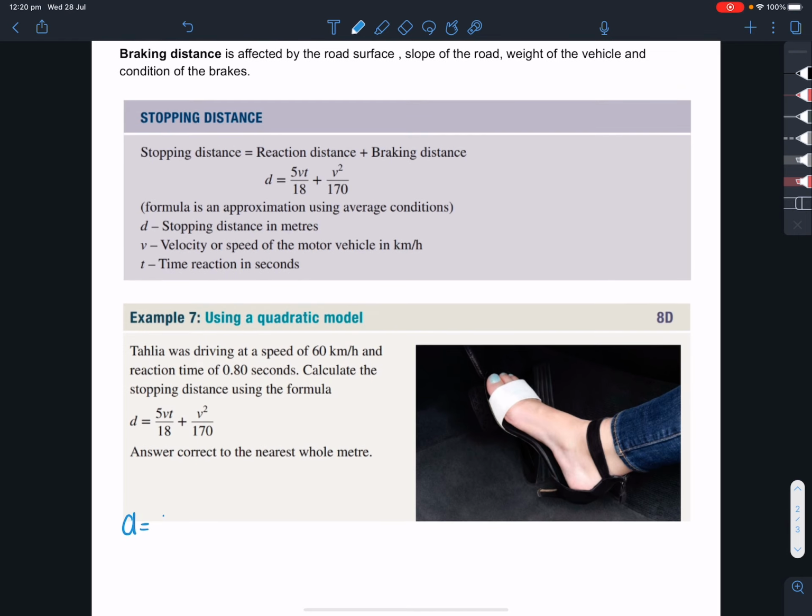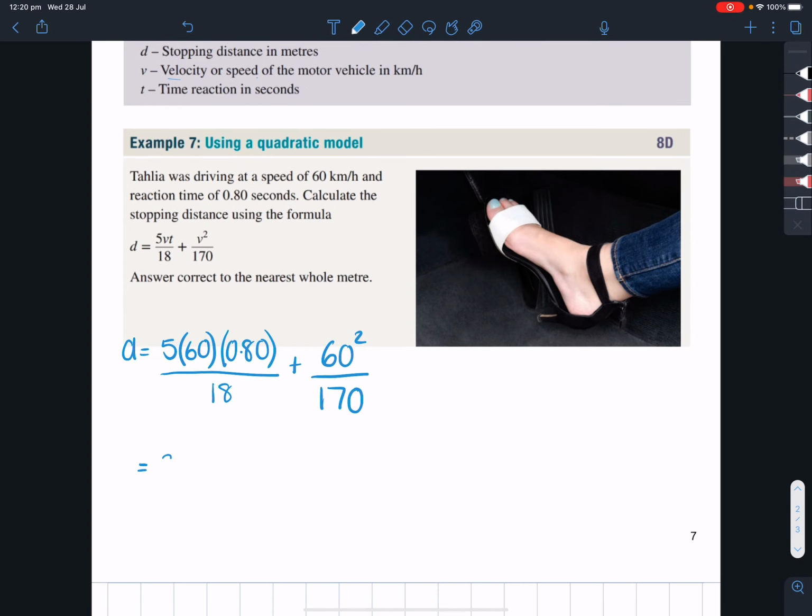So distance equals 5. Now V is the velocity or speed of the motor vehicle, so that would be 60. T is the time of the reaction, so 0.80 in that question. And that gets divided by 18 each time. Plus, now V we spoke about is the speed, so that's 60 squared divided by, and it's always 170. So all that just goes straight in the calculator. So the distance is 34.5098. Now, it wants to answer correct to the nearest whole meter, so that would be approximately 35 meters for that person to come to a complete stop.